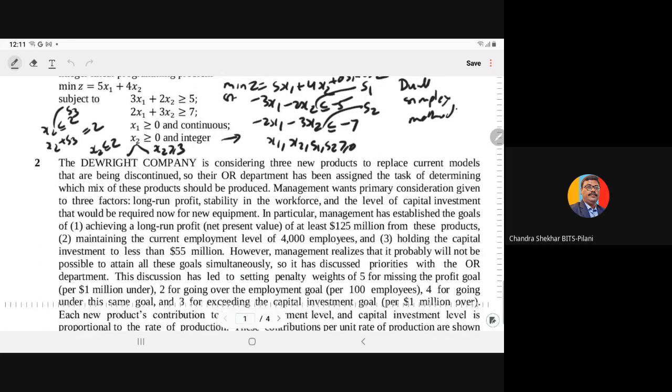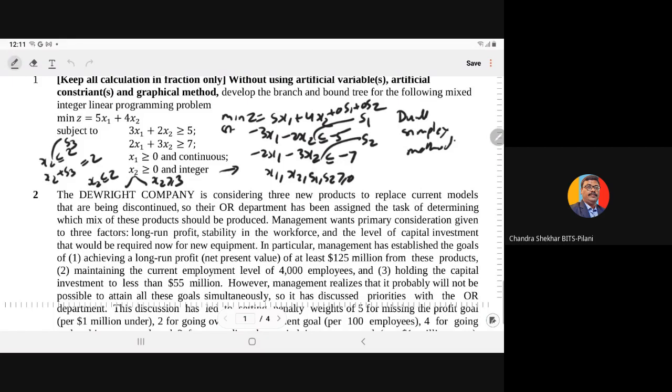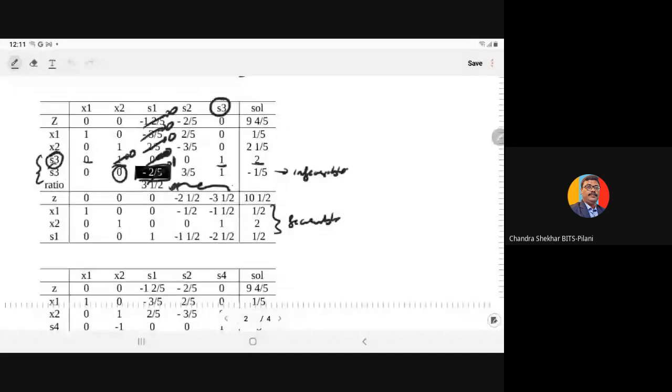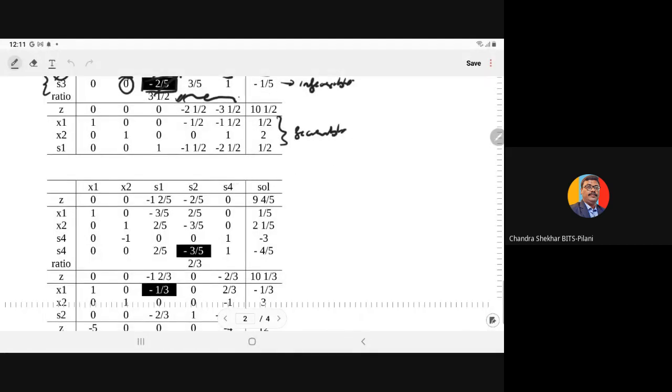Then, on the other hand, in the right-hand side branch we have x2 greater than or equal to 3. So here we can write minus x2 less than or equal to minus 3, or minus x2 plus s4 is equal to minus 3. In the optimal table, we have added the slack variable s4.